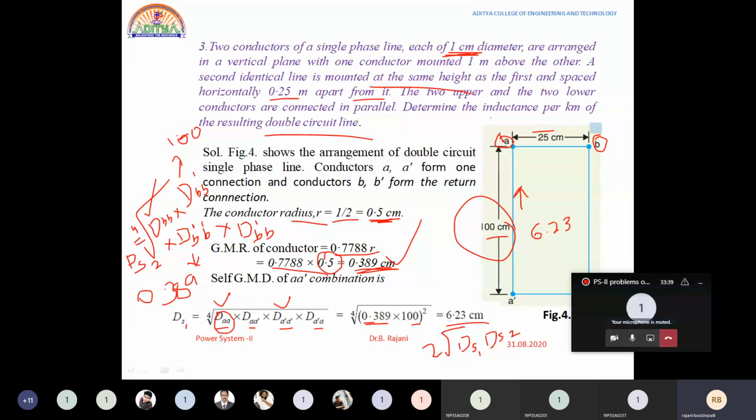Now what happens? 6.23 into 6.23 whole power 1 by 2. Again the value is the same as this value. So now we are getting 6.23 centimeters itself. That is nothing but the ds value, whatever you are having, that is nothing but the self GMD. This is how you need to calculate the self GMD values.